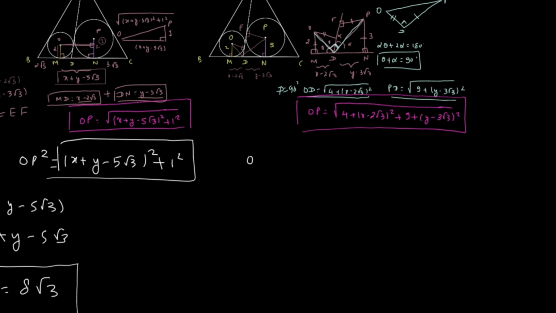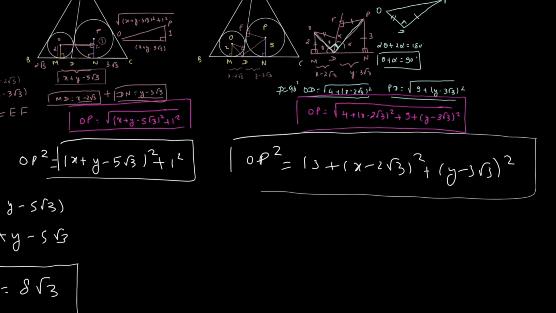On the third equation, the value for OP square would be equal to 4 plus 9, that's 13, plus (x minus 2 root 3) the whole square plus (y minus 3 root 3) the whole square. So here we again have the value for OP square. So in these two equations, we can compare their right hand side.